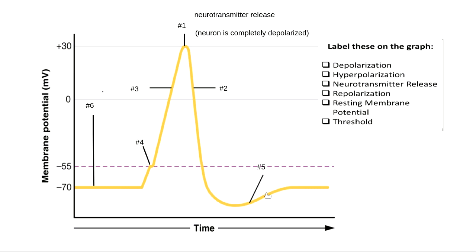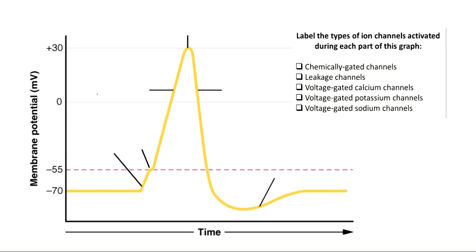So the first thing we need to be able to do with labeling on this graph is label these parts of the graph, which we just did together here. The second thing we need to be able to do on this graph is identify which types of channels are activated or involved in each of the places.